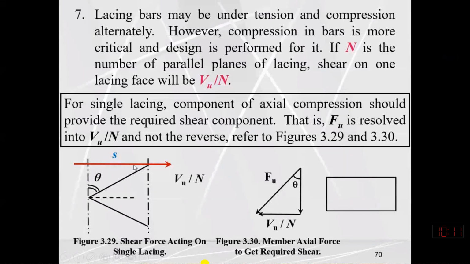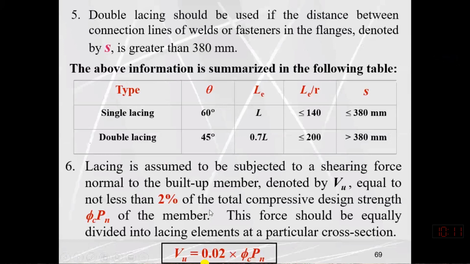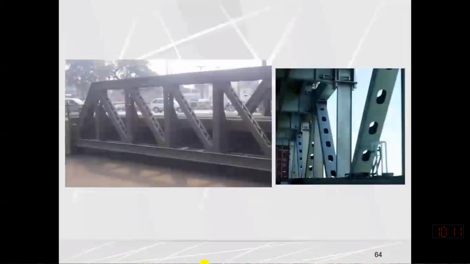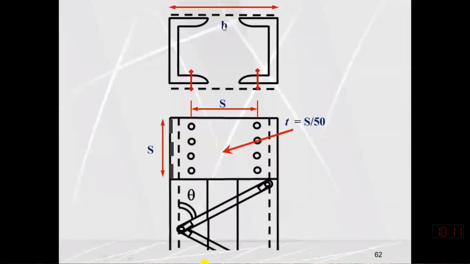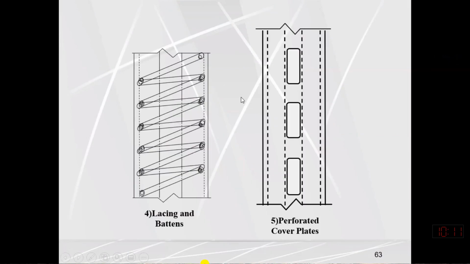So you can say that V over N will be equal to Fu sine theta. Or if we want to determine Fu, so why is this V over N? Because shear force is resisted by two lacing. If we are only connecting from one side and we are not connecting the flange on the other side, then N value will be equal to 1. But N value will always be 2 because we are connecting the flange on both sides.